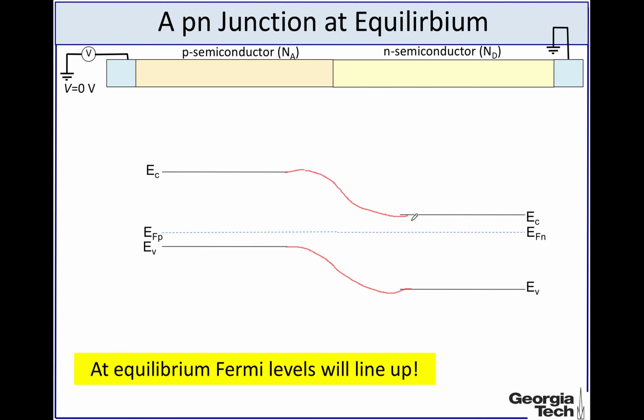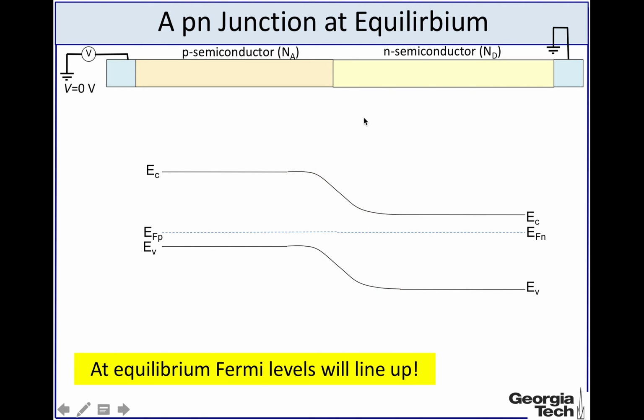Now this connection, the fact that we connected the EC of the N side with the P side and the EV of the P side with the N side, has a significance. This is what we call the band bending of the conduction band or the valence band, and what it signifies is that whenever there is a band bending, there will be a certain depletion region, and the depletion region covers the region where the band bending occurs.